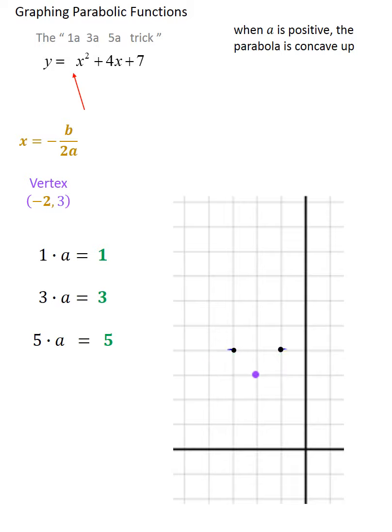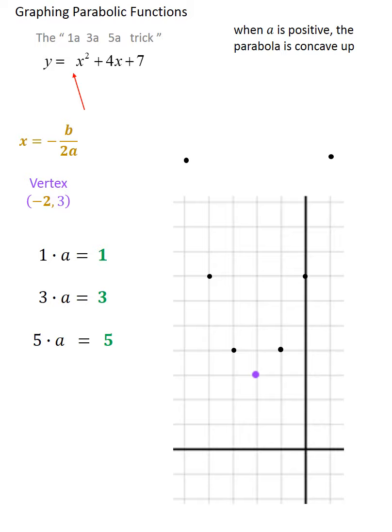And from those 2 points, I can go outward 1 again, and this time up 3 to get the next 2 points on my parabola. And from there, I can go outward 1 more space and up 5 to get to the next 2 points on my parabola. By the way, this trick doesn't end at 1a, 3a, 5a. If you wanted to keep going, you could call it the 1a, 3a, 5a, 7a, 9a trick, because it's the sequence of odd numbers that will perpetuate this parabola to get steeper and steeper.